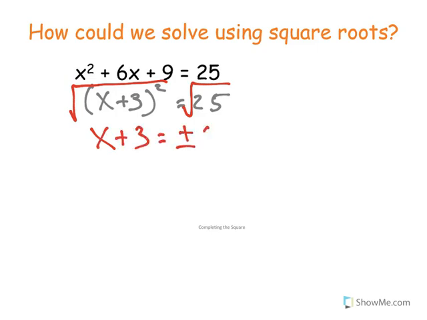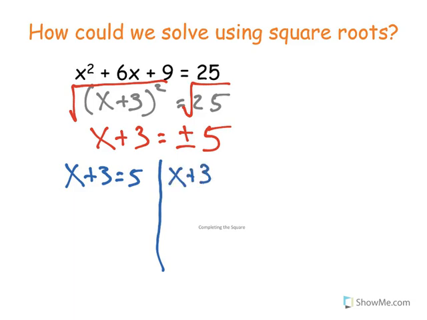And this is really, really, really important. If you miss this step, all your answers are going to be incomplete. You're going to have half your answers. It's plus or minus 5. The square root of 25 is 5 because 5 squared is 25. But negative 5 squared is also 25. Now, this is going to change the way we solve the rest of the equation because now we need to split it up. We need to say, well, one possible path is that x plus 3 is equal to positive 5, while a second possible path is that x plus 3 is equal to negative 5.